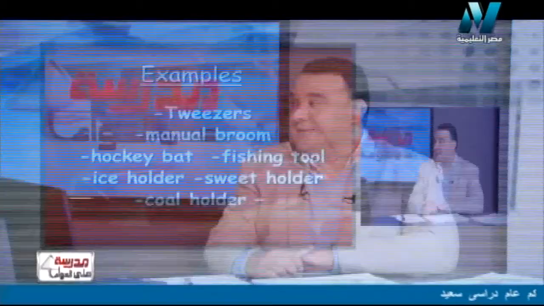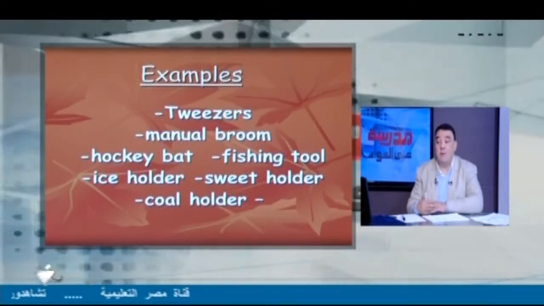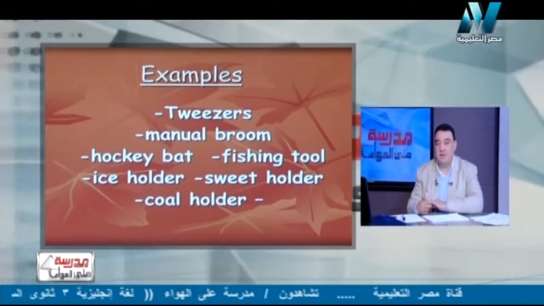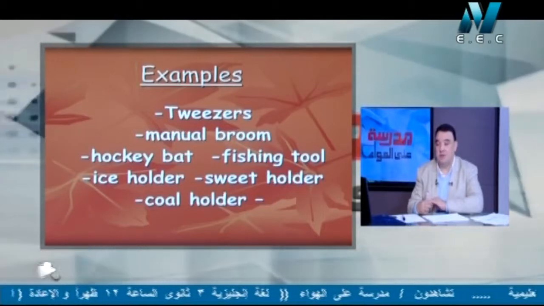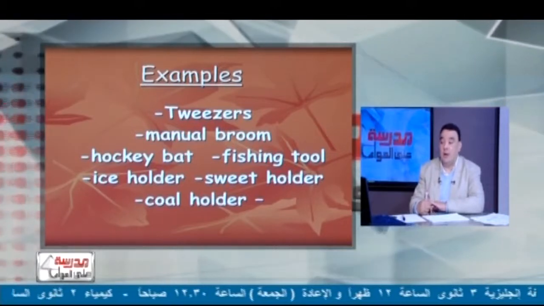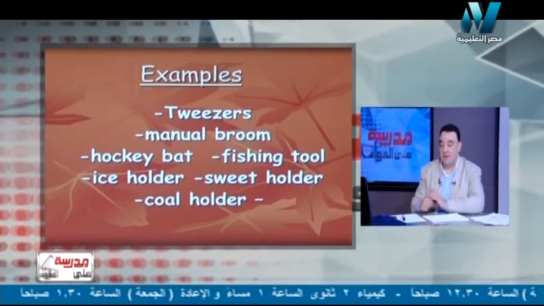So let's have some examples of third class levers such as tweezers, manual broom, hockey bat, fishing tool, ice holder, sweet holder, coal holder. So we have many examples of third class lever, and now let me draw a sample diagram for some examples of third class lever to determine the type of them. So let's draw together.